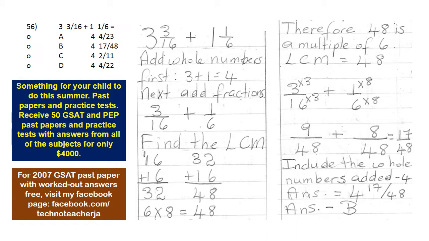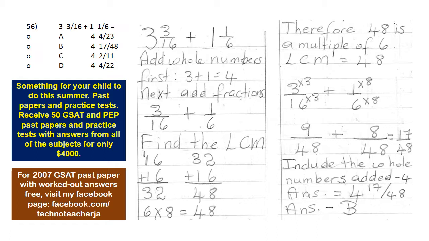Answer B. Okay, let me explain this answer. The question says 3 and 3 over 16 plus 1 and 1 over 6. First, you're going to add the whole numbers. The whole numbers are 3 and 1. Add the whole numbers. 3 plus 1 is equal to 4.